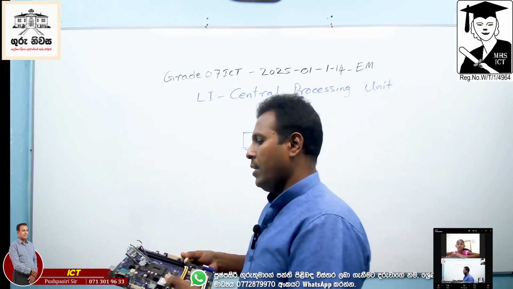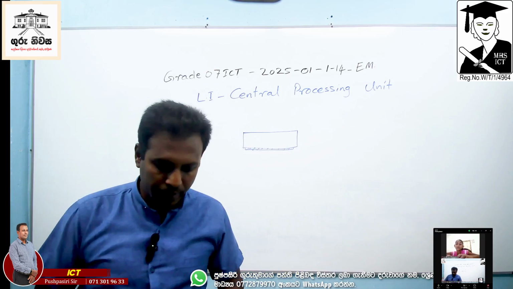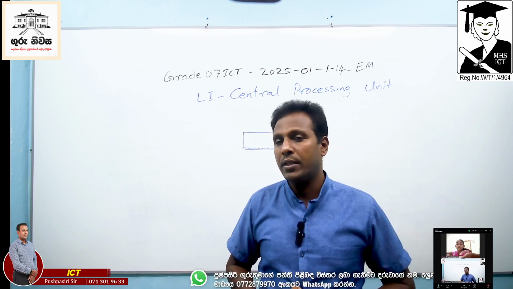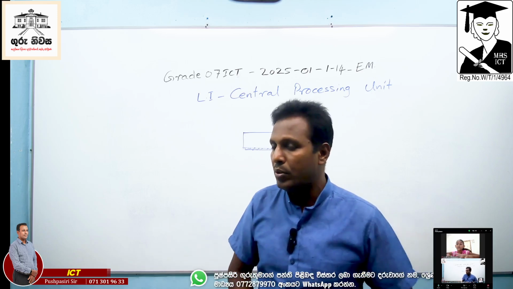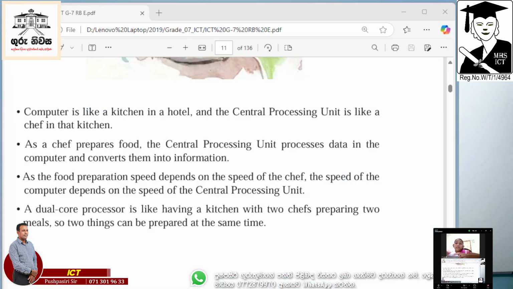Okay, right. So now someone is going to explain what a processor is and what a processor does. In the computer book, it says something like here. I'll show you the book again. Here it says the computer is like a kitchen in a hotel.